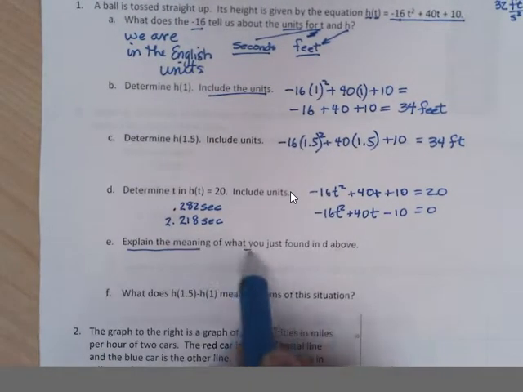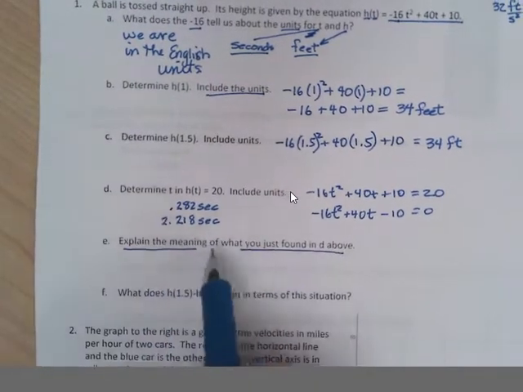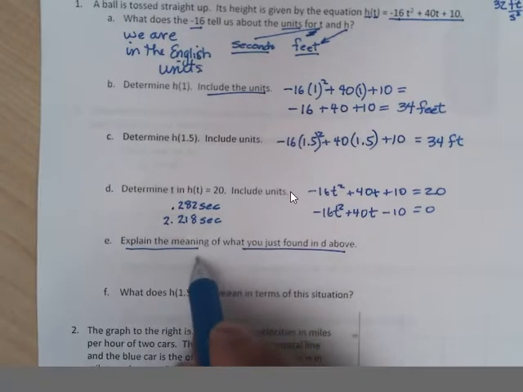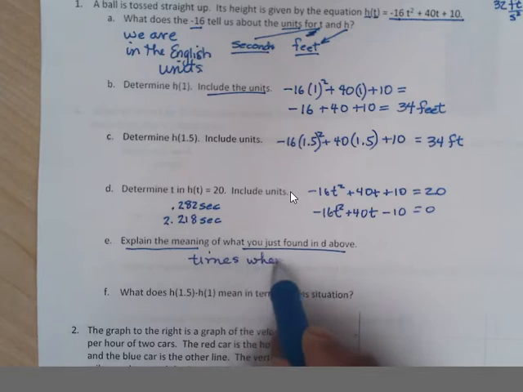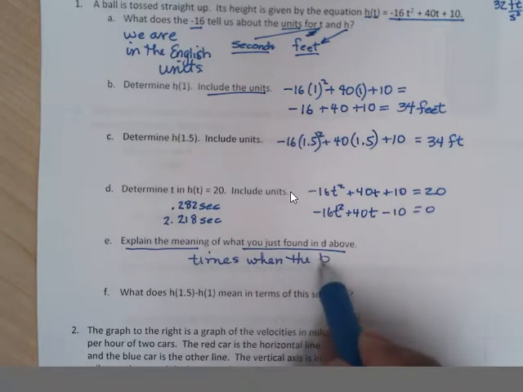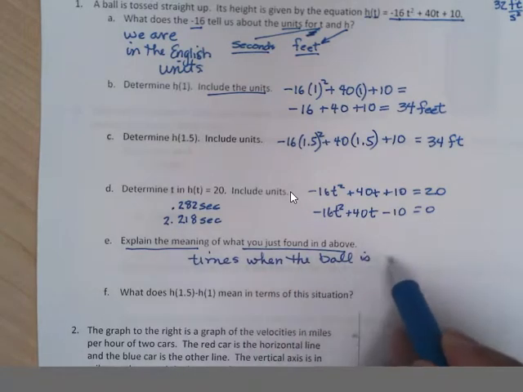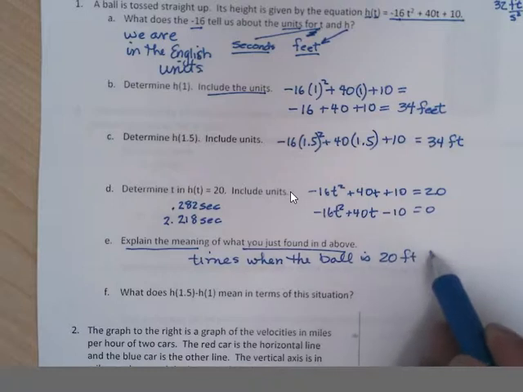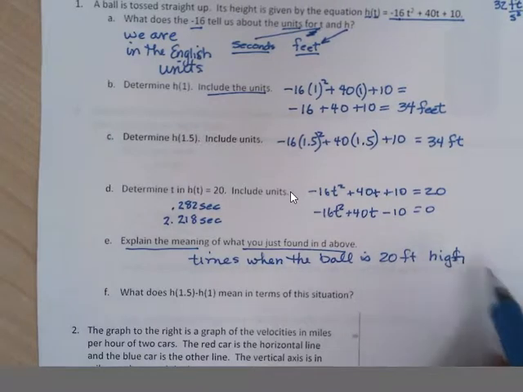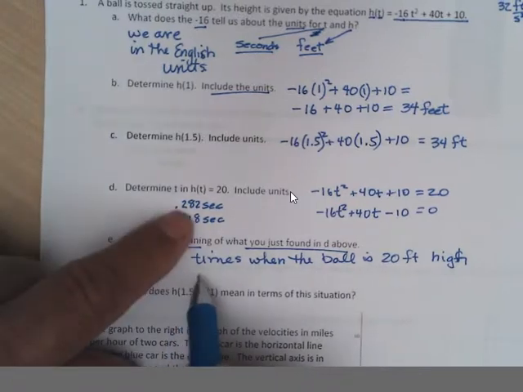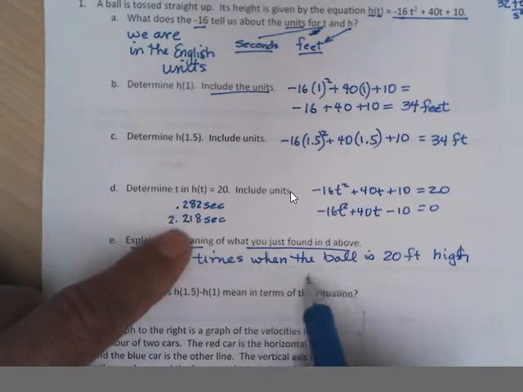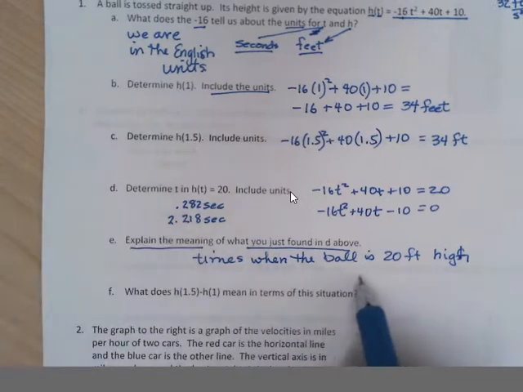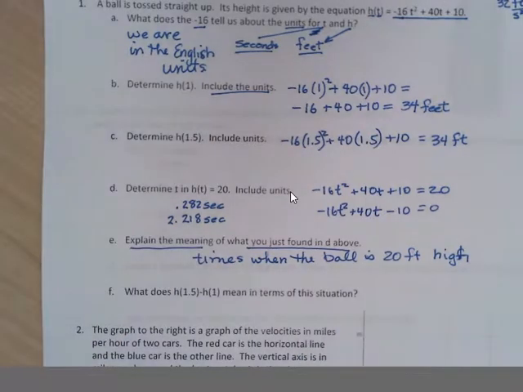Explain the meaning of what you just found. It's the times when the ball is 20 feet high. And if you wanted to add more, the first one is the time when it was going up and 20 feet high, and the second time is when it's on its way down and 20 feet high. Okay?